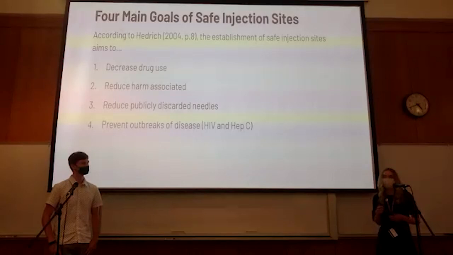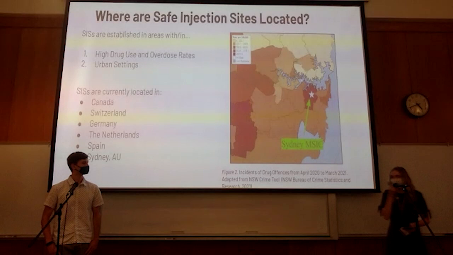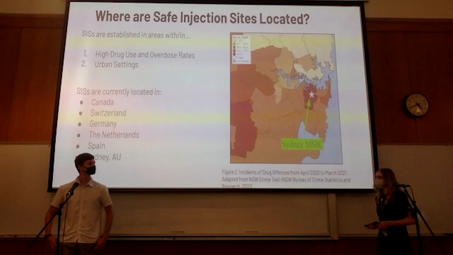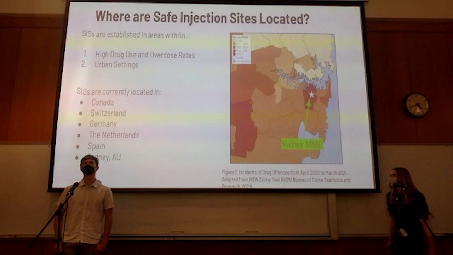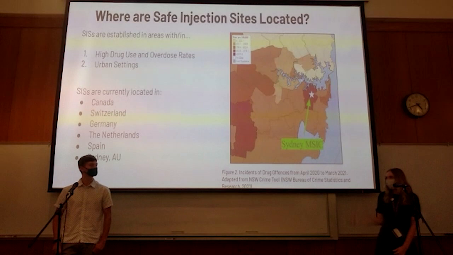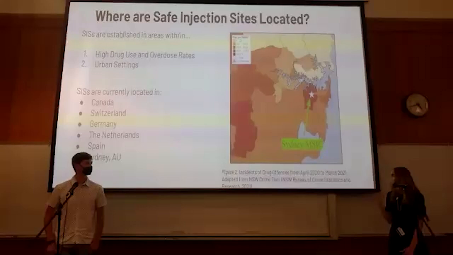So, where are safe injection sites? They're typically placed within the areas of high drug use and overdose rates, and they're typically placed within urban settings. However, they're in urban settings not because there's more drug use necessarily, but because there's more resources and they can cater to a larger audience. There are currently safe injection sites located in Canada, Germany, and many other places, and Sydney. Sydney's where a lot of our research and statistics that Sawyer's going to get into come from, and it's called the Sydney MSIC. So if you see that, that's what we're referencing.